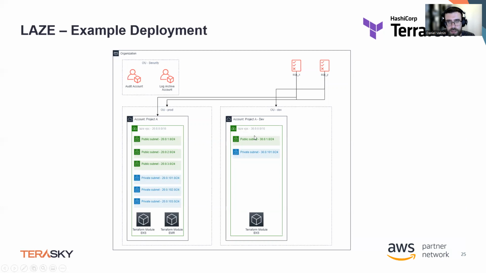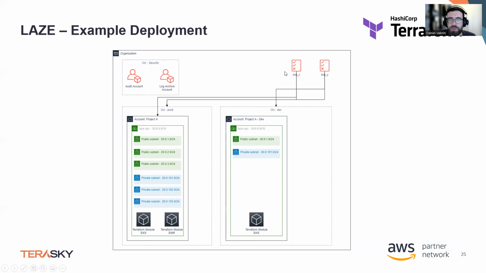We want to also deploy another OU, which is called dev, with another account, which is called project A dev, and maybe a smaller VPC with just one public subnet and one private subnet. And for the modules, let's say that we don't want the EMR module to be deployed on this dev account, so we just deploy the EKS module.